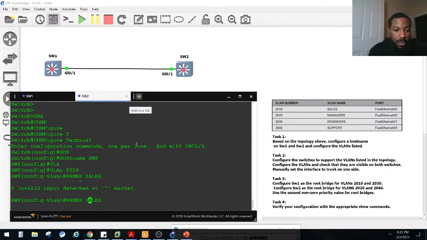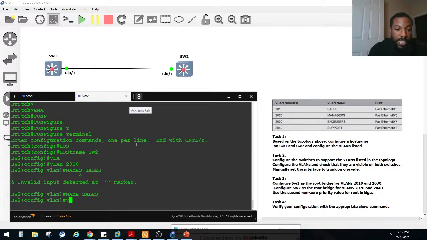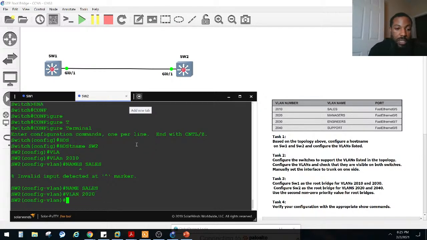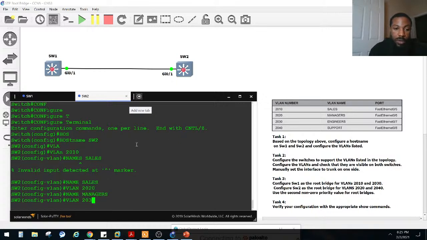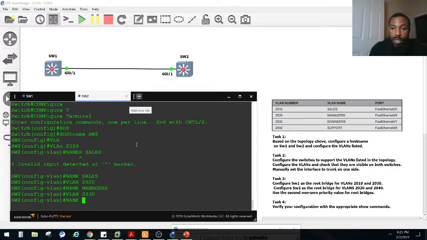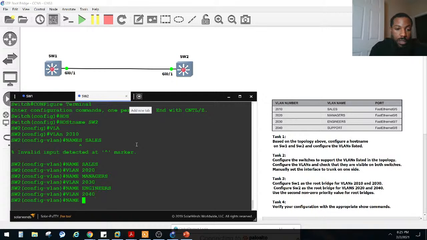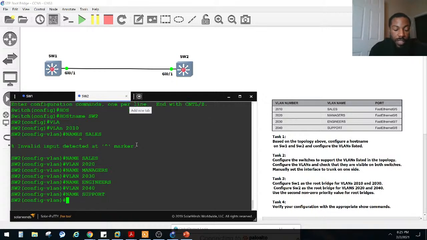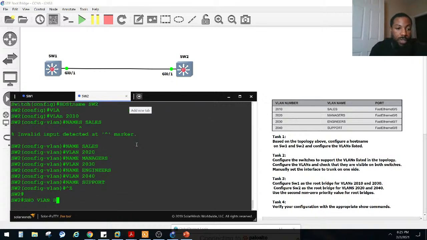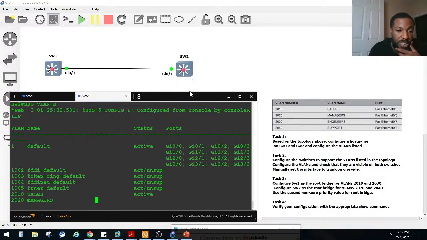Oh, names. There's only one name, buddy. VLAN 2020 is the manager's VLAN. VLAN 2030 is the engineer's VLAN, and VLAN 2040 is the support VLAN. We can check our work with show vlan brief. Then we've got to put some ports in those VLANs, right?